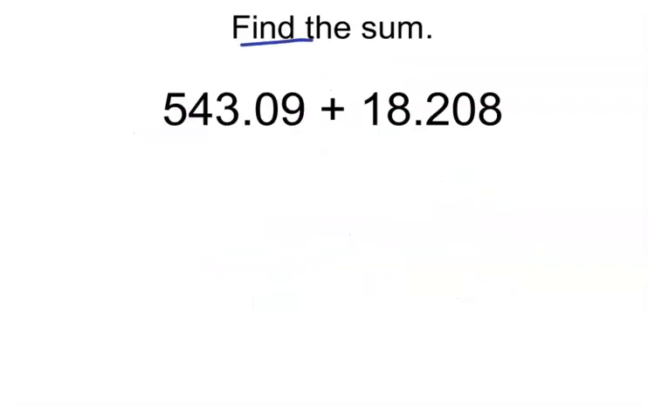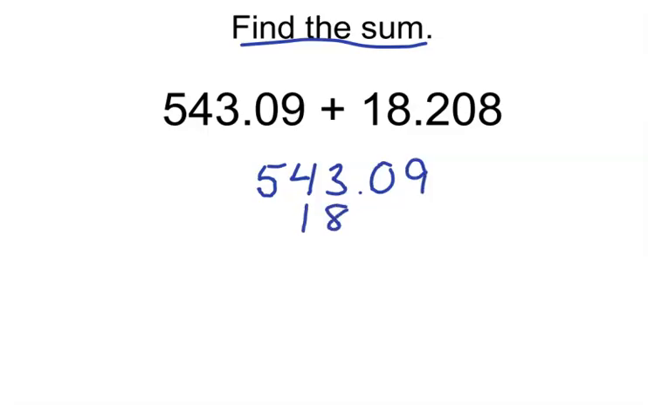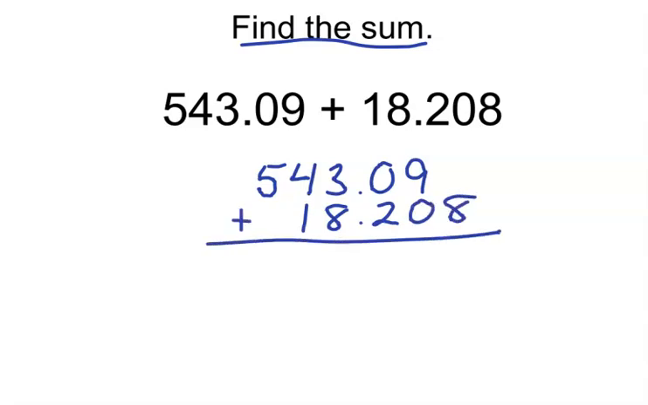Find the sum, which means we're going to take these numbers and add them up. What do we notice about these numbers? They have decimals, and we know if they have decimals, we have to line them up. So we have 543.09, and we're going to add 18.208. All right, we'll put the addition sign here.